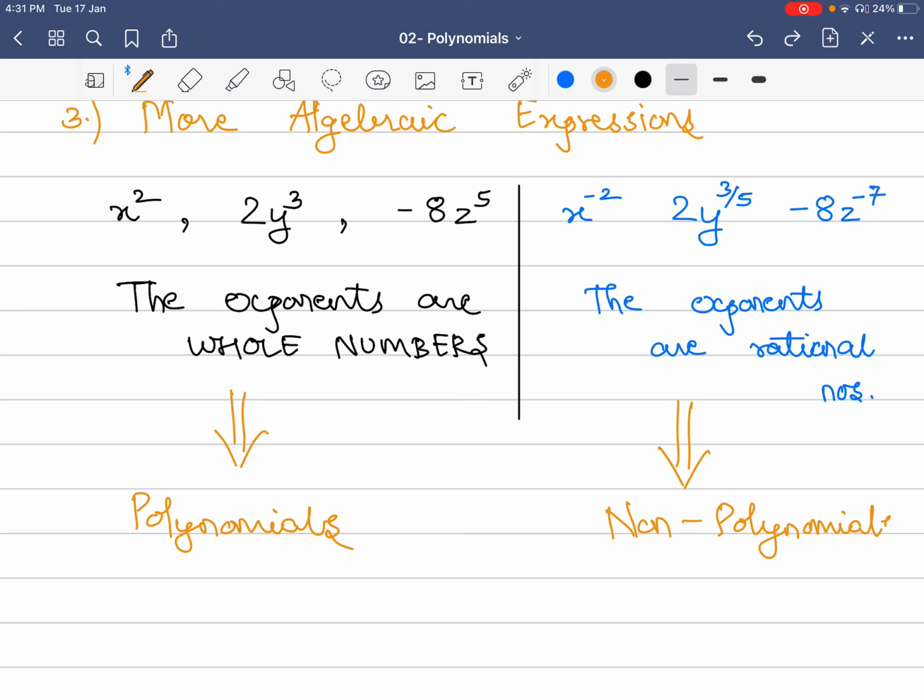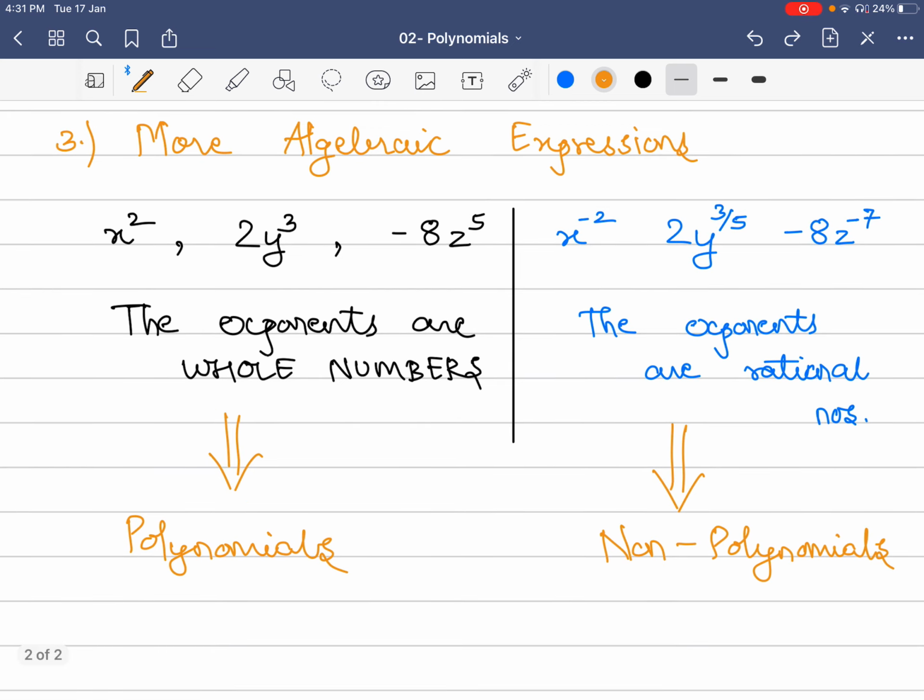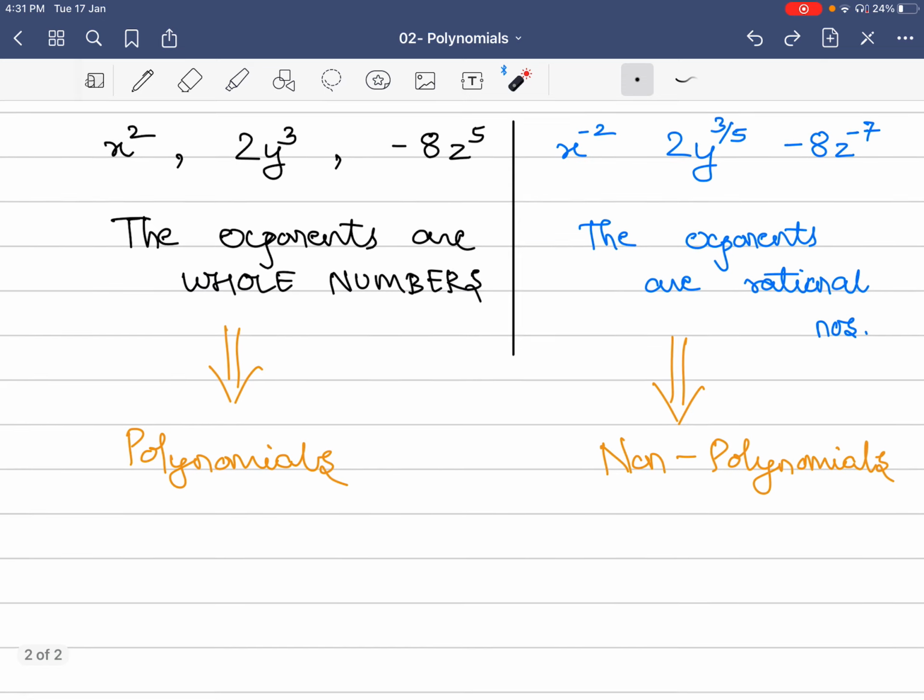So this is a simple definition of what is a polynomial. So what is a polynomial? A polynomial is an algebraic expression whose exponents are whole numbers. When we say whole numbers, 0 is also included. That's a very important point.